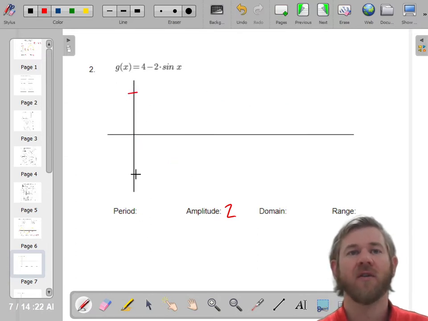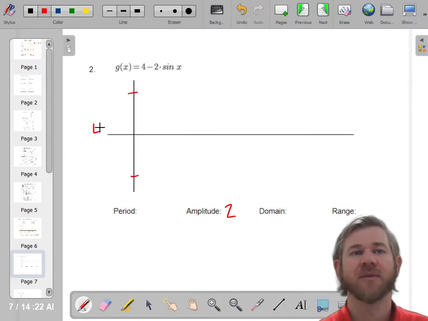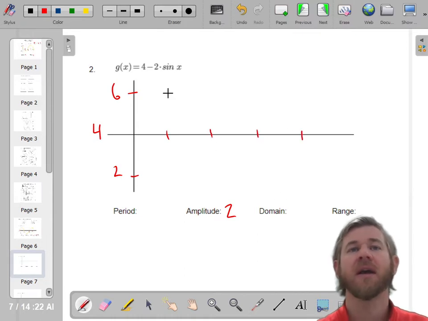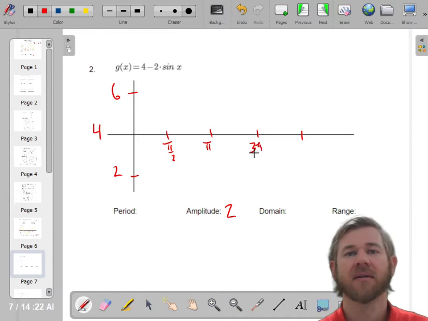Let's see. Our vertical shift here, there's a plus 4. That means we're adding 4. And if the amplitude is 2, then up 2 is 6, and down 2 is 2. So 1, 2, 3, 4. There is no b value, so again, the x-axis isn't changing.